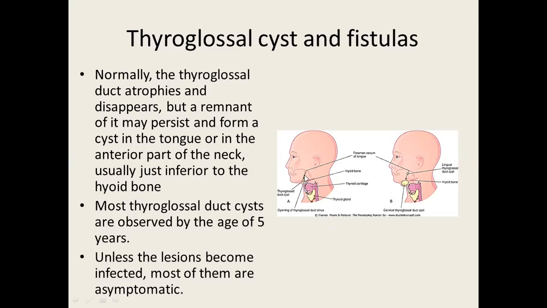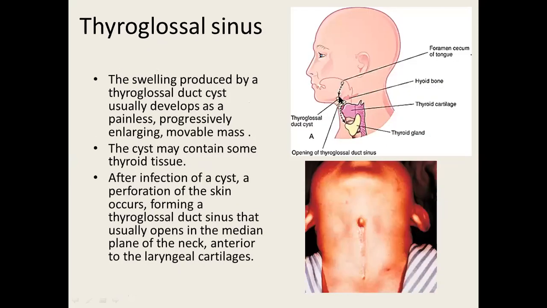If the duct is fluid filled, it gives rise to the formation of a thyroglossal cyst, which appears as a neck swelling. If this cyst remains untreated, it may perforate to the outside of the neck. In this condition, it is known as a thyroglossal sinus. Over here, you can see the perforated thyroglossal duct or cyst, which is opening outside on the neck in front of the laryngeal cartilage, the most common site of its opening. Here you can see the thyroglossal sinus.